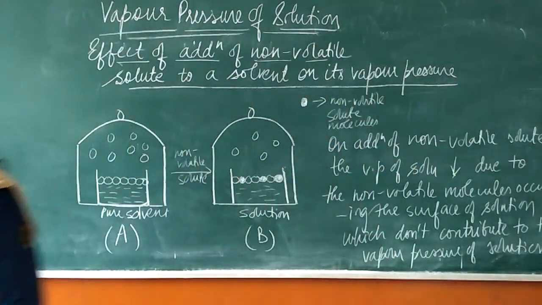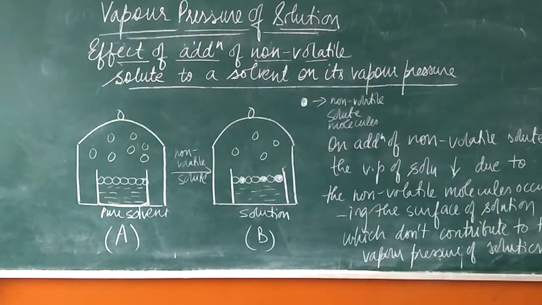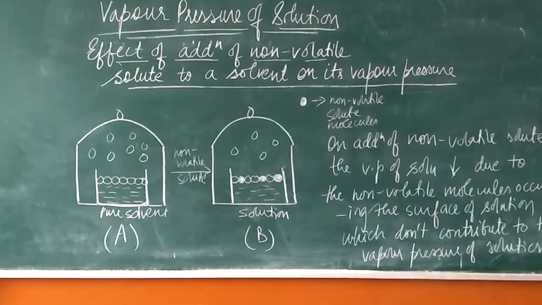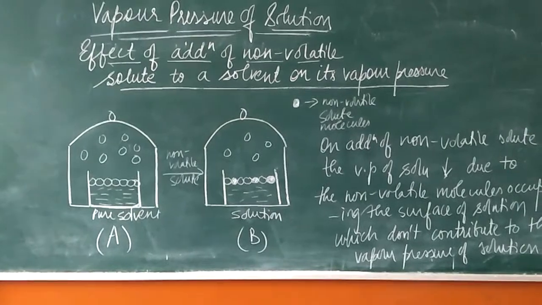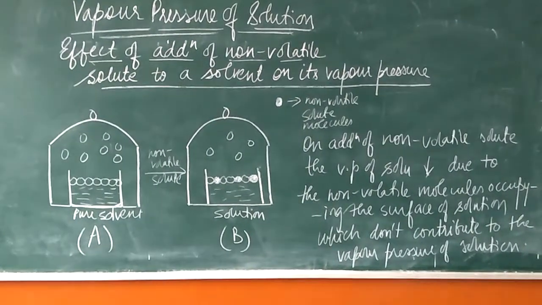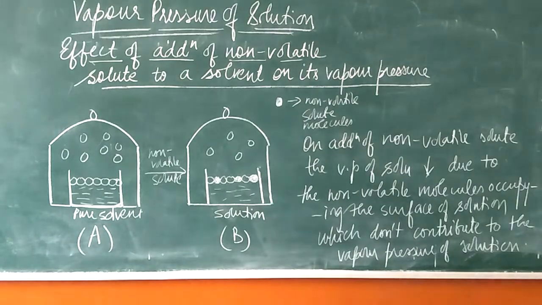So the vapor pressure of the solution is only because of the vapor pressure of the volatile solvent. Since the solute doesn't contribute to the vapor pressure, the vapor pressure of the solution will be found to be less than the vapor pressure of the pure solvent. So this is clear to all.